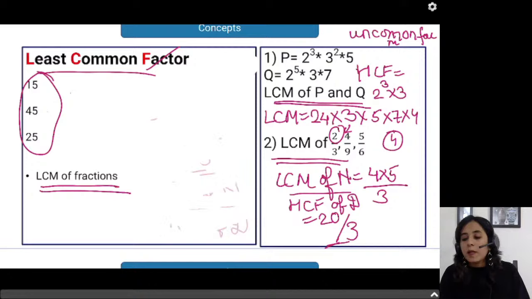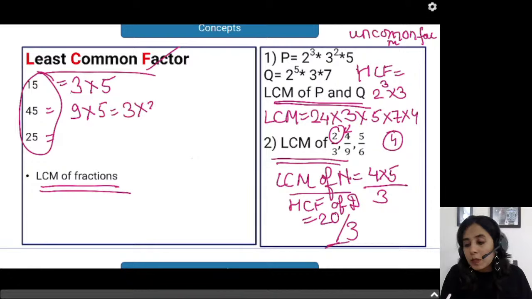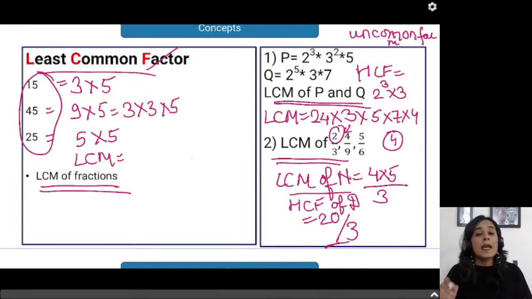You will be given a set of numbers. Now here for example, I am given 15, 45 and 25. I can write 15 as 3 into 5, 45 as 9 into 5, which is again 3 into 3 into 5. I can write 25 as 5 into 5. So when I find out LCM, LCM is nothing but I take all the common numbers once. Here I have 3 which is common in these two terms. So I take it once.